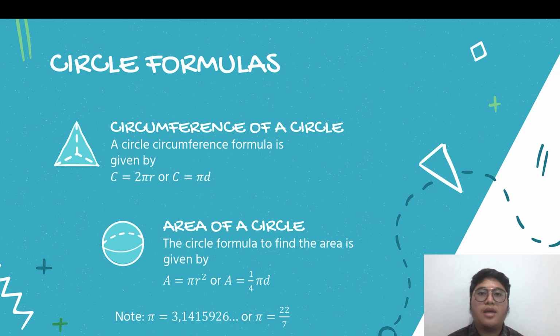The next formula is area of a circle. Area of a circle is the amount of space occupied by the circle. The circle formula to find the area is given by A equals pi times r squared, or A equals 1 over 4 times pi times diameter squared. And there's a note here, where the value of pi is equal to 3.1415926 and so on. Or you can use the value of pi that is equal to 22 over 7. These pi constant values come from the circumference of a circle divided by the diameter of a circle.